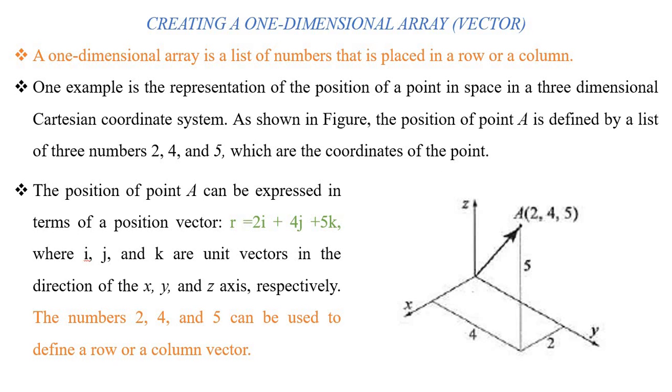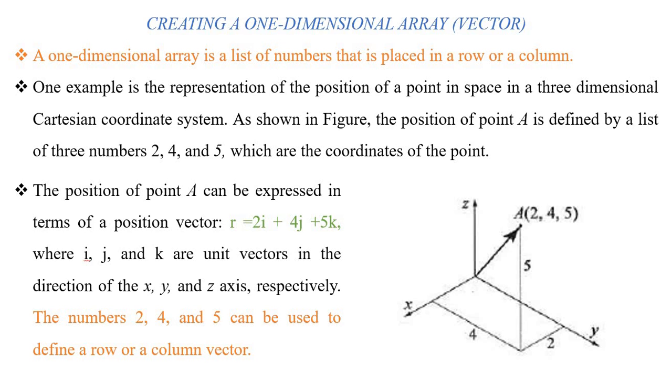So now we are going to see how to create a one-dimensional array. A one-dimensional array is a list of numbers that is placed in a row or column. So now we are going to see one example of this: the representation of the position of a point in space in a three-dimensional Cartesian coordinate. So let's see in this figure. If you want to plot the point 2, 4, 5, x is 2, y is 4, and z is 5.